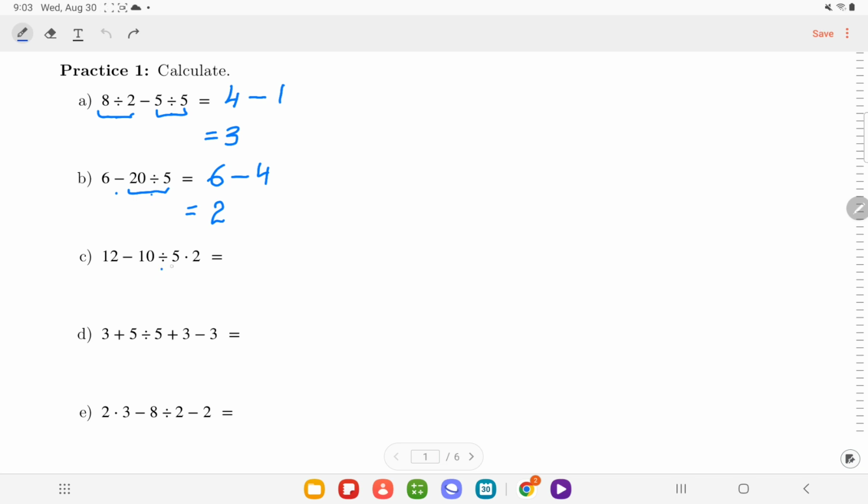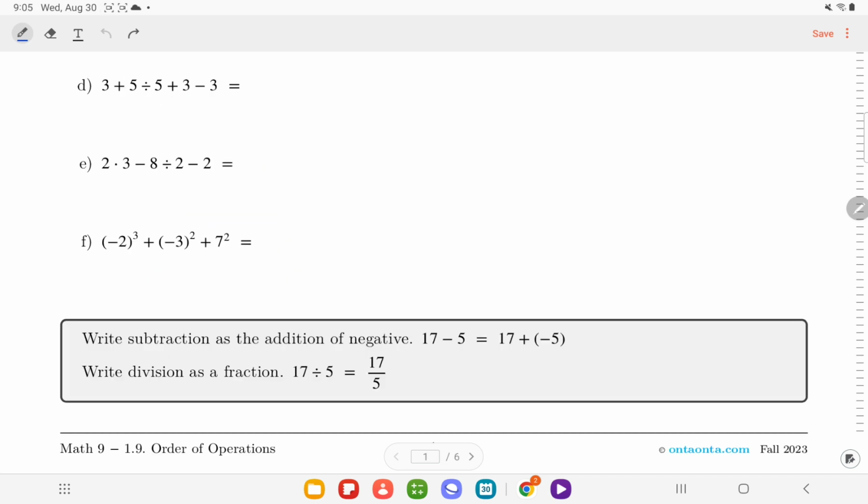If division and multiplication are together, we complete those from left to right. So 12 minus 10 divided by 5 is 2 times 2. We get 12 minus 4, which is 8. Now pause the video, try to do the questions yourself, and check the solutions.